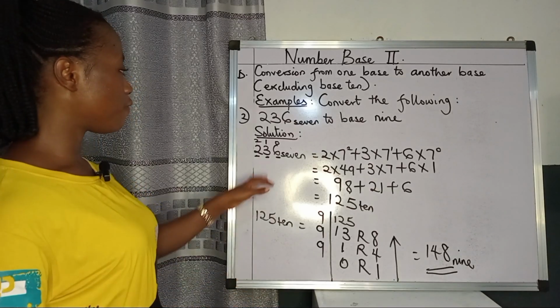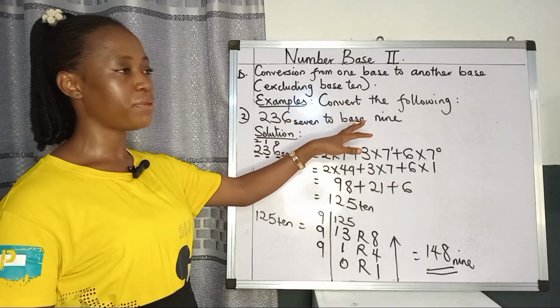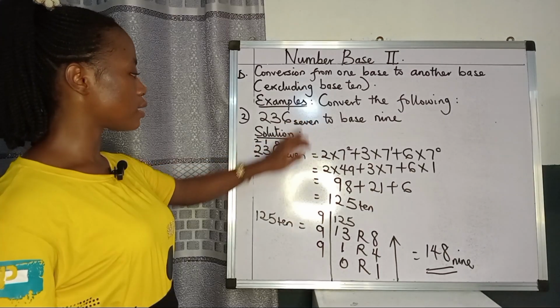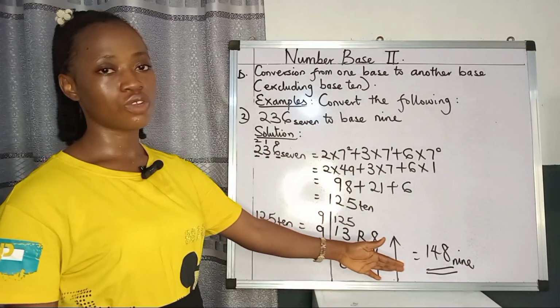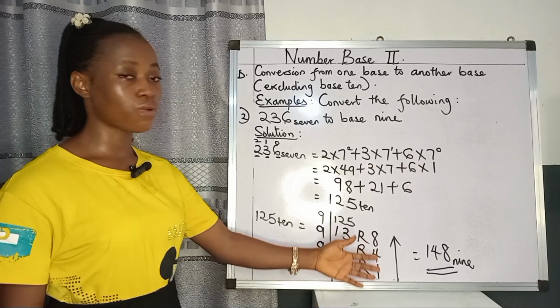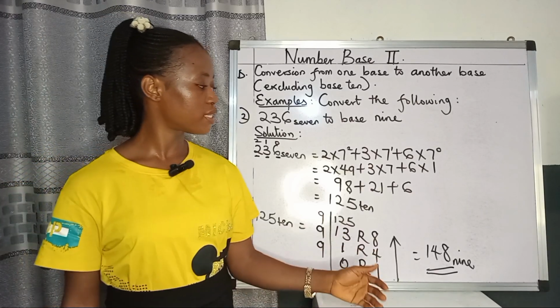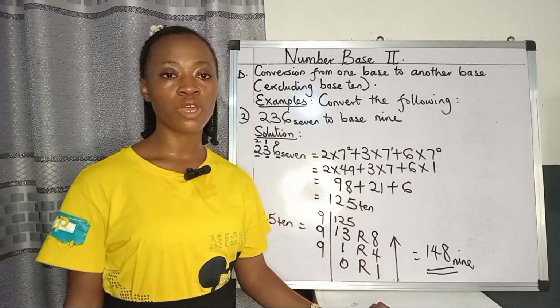Alright, so to convert from one base to another base, you first of all convert that number to base 10, and from base 10 you can convert to the required base. So guys, this is how to convert from one base to another.